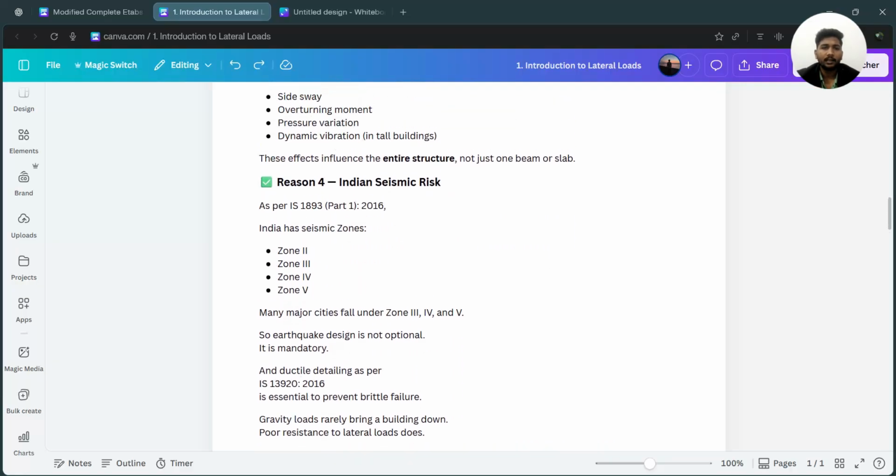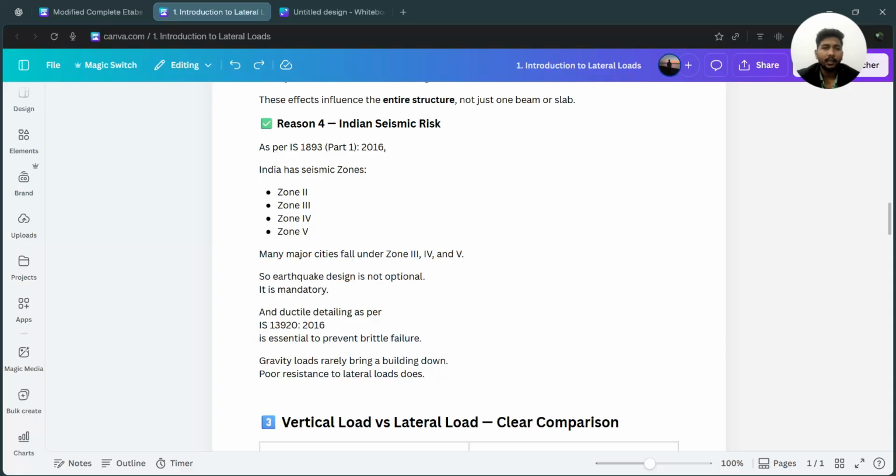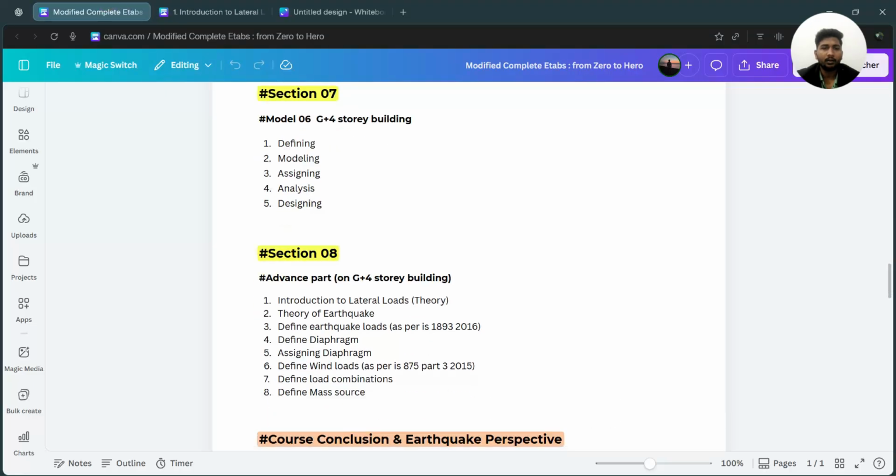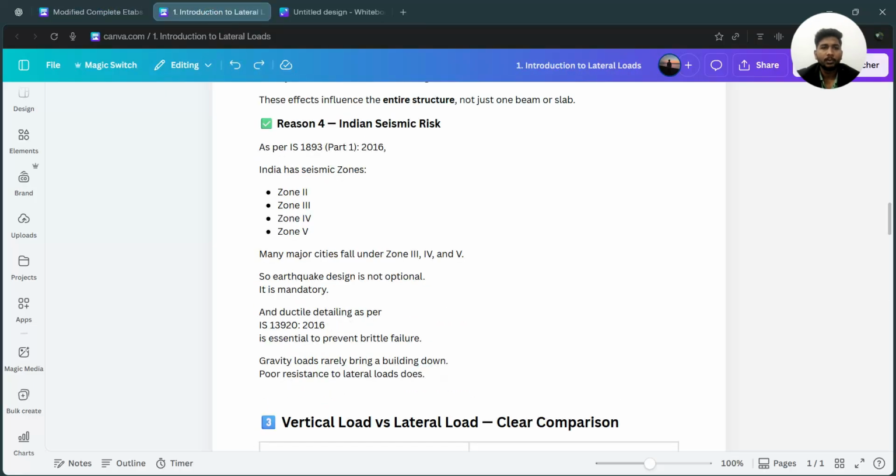The reason for that is the Indian seismic risk. As per the Indian standard, IS 1893 Part 1 2016, India has seismic zones. There are basically four zones, that is Zone 2, Zone 3, Zone 4 and Zone 5. Many major cities fall under Zone 3, 4 and 5. I have discussed it in the next part, the theory of the earthquake, where we define the earthquake load, over which we will get much more clarity on what the seismic zones are. Many major cities fall under Zone 3, Zone 4 and Zone 5.